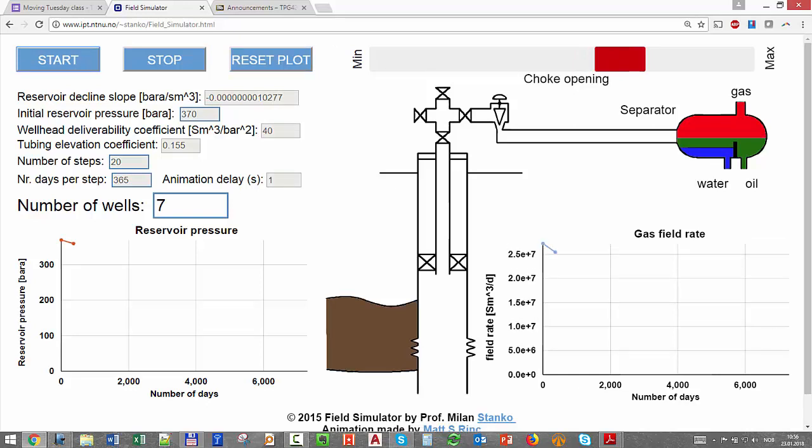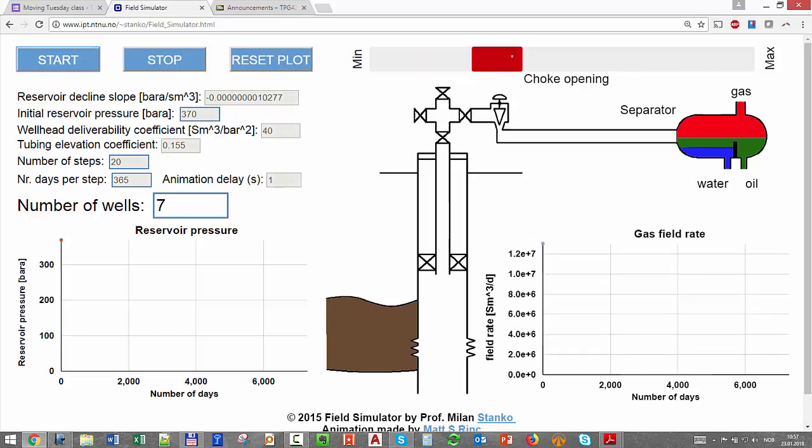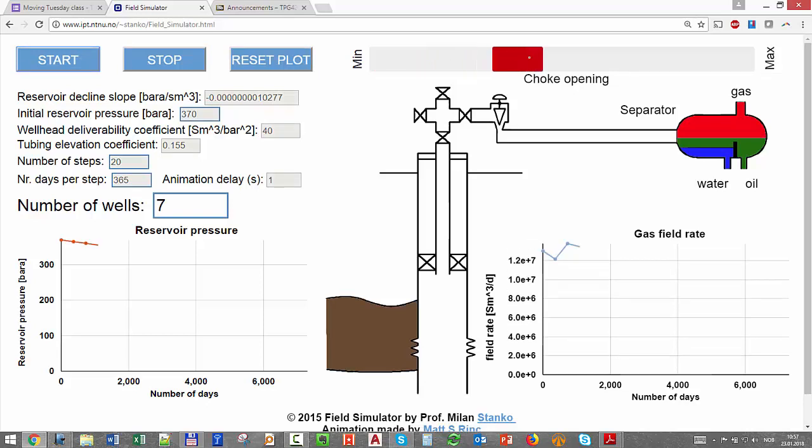Okay, so you see exactly I'm producing at that rate, and if I keep the choke fixed, that's going to start to decline immediately because reservoir pressure is declining. So let's see what we discussed now. What will I have to do to keep the rate constant? Okay, so I have that.